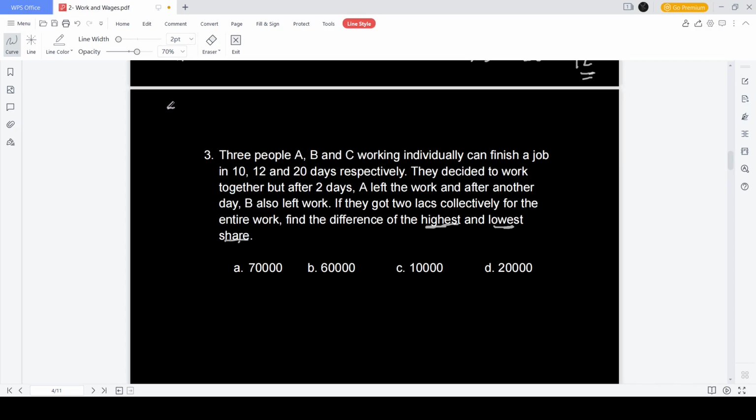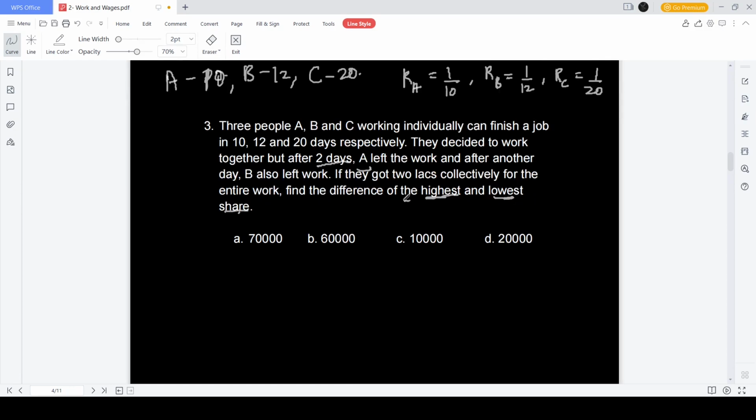Basically, what we know is A can finish the job in 10 days from the question. B can finish the job in 12 days. C can finish the job in 20 days. So by this we can simply write: rate of A is 1 by 10, rate of B is 1 by 12, and rate of C is 1 by 20. Now they decide to work together. After 2 days A leaves. So for 2 days they work together.